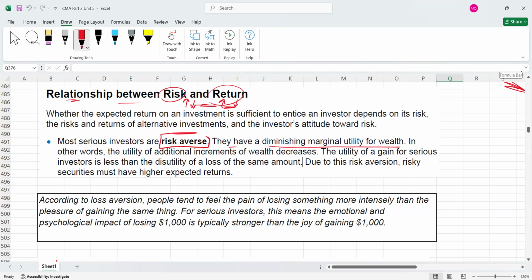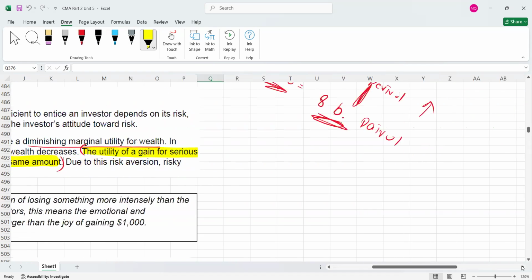What does it mean? Actually it means this statement, and this statement you have to understand. What is this statement? They are saying the utility of a gain for a risk averse investor is less than the disutility of a loss of the same amount. Actually, this is the definition of risk averse people. First, focus on the words: the utility of a gain for a risk averse investor is less than the disutility of a loss of the same amount. So let me quote the example here.